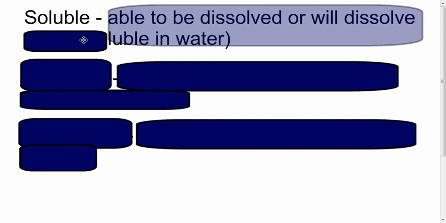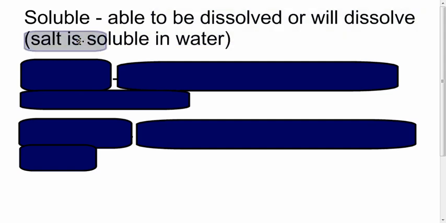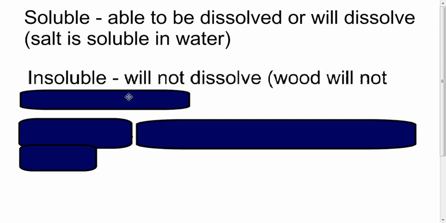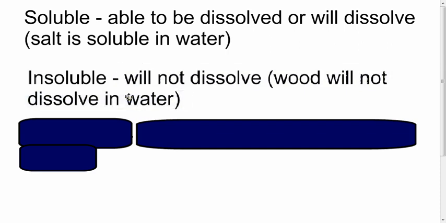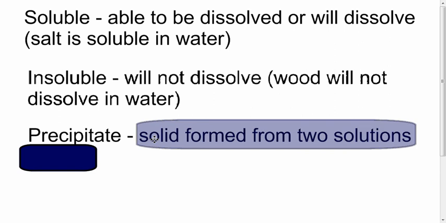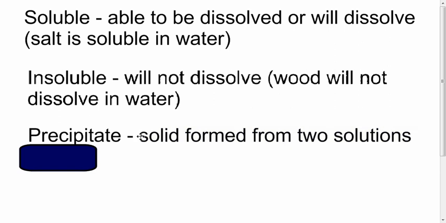Soluble means able to be dissolved, like salt is soluble in water. Insoluble is when it can't be dissolved, like a piano in water or wood in water. And a precipitate is a solid that's going to form when you mix two solutions.